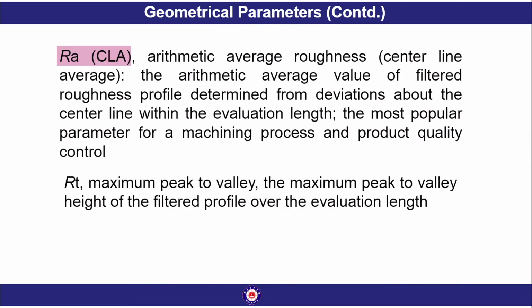Geometrical parameters include Ra or central line average value, which is the arithmetic average roughness. It is the arithmetic average value of the filtered surface profile determined from deviations about the central line within the evaluation length. The most popular parameter for machining process and product quality control is the surface roughness value. Then Rt, maximum peak to valley, the maximum peak to valley height of the filtered profile over the evaluation length.